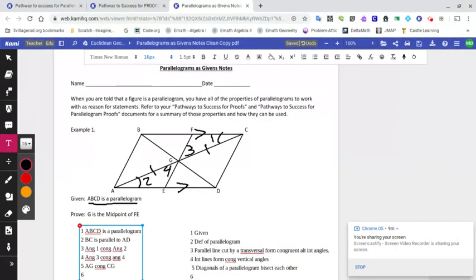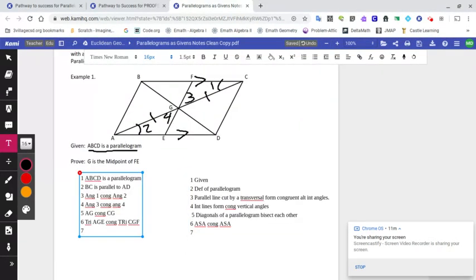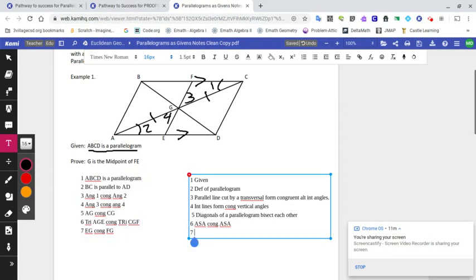So now I can say those two triangles are congruent to each other. Triangle AGE is congruent to triangle CGF, and I showed that using angle side angle. Now I can say that EG is congruent to FG, and that's by CPCTC.